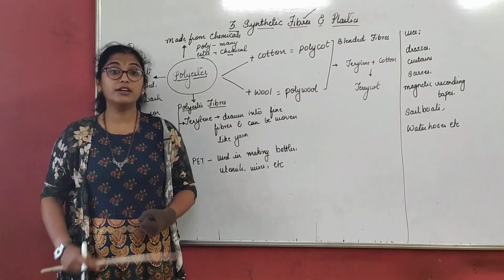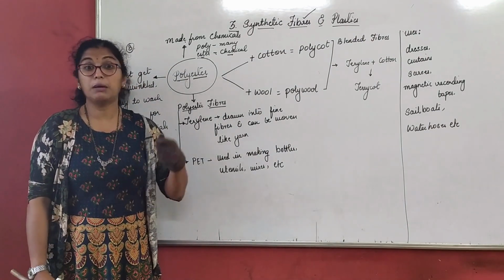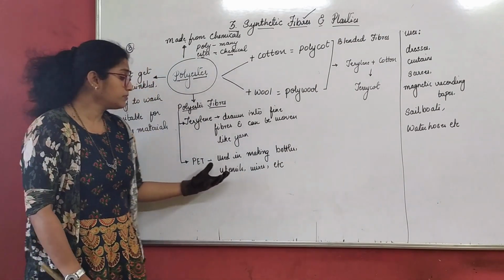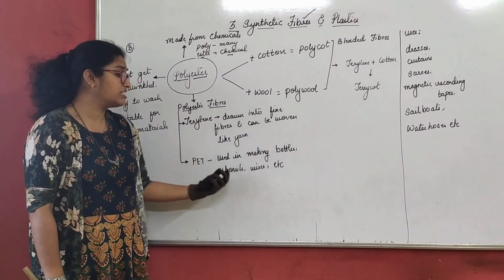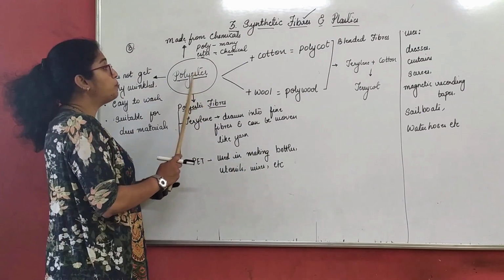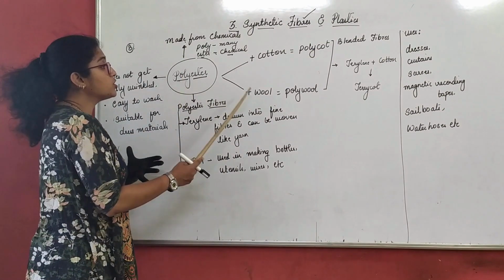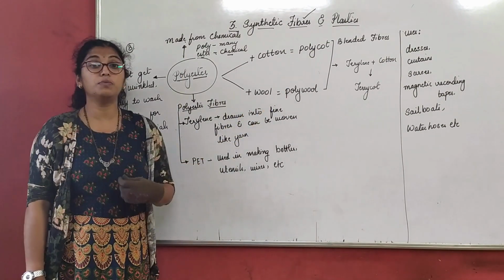PET. You might have heard about this PET. We usually say PET bottles, PET jars, right? So they are used in making bottles, utensils, wires, etc. Next, polyester when mixed with cotton gives you polycot. Polyester when mixed with wool gives you polywool.